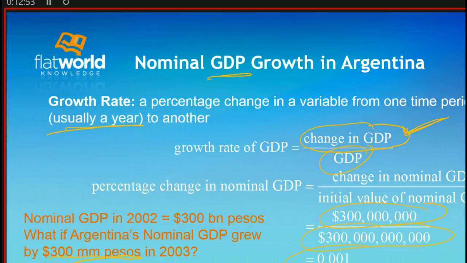If I do that math, I get the answer of 0.001. And remember, to convert a decimal to a percent, I just move the decimal place 2 places to the right. And so what I say is the total nominal GDP growth for Argentina from 2002 to 2003 was 0.1%.